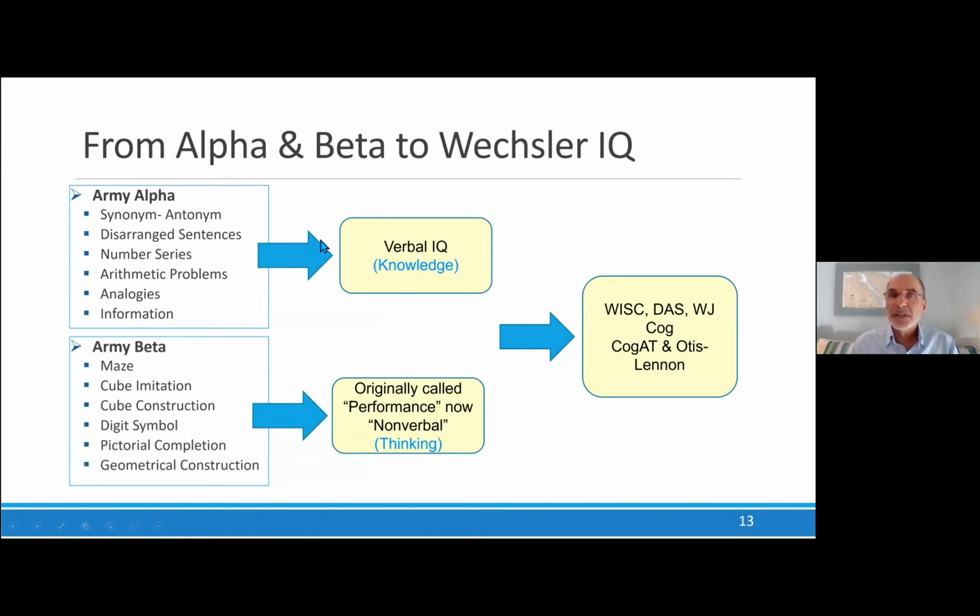The problem is the verbal tests require lots and lots of language and knowledge. The nonverbal part, the Beta tests, measure more thinking.